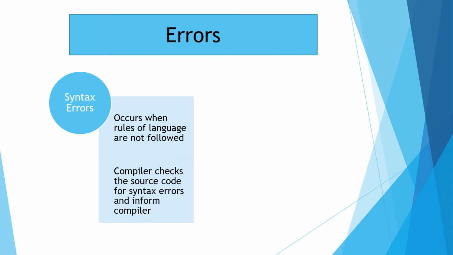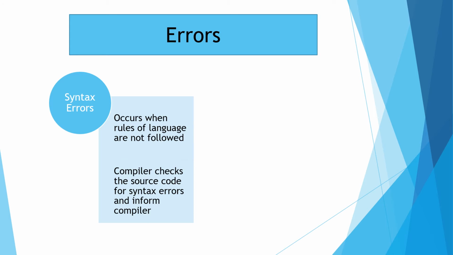The compiler checks the source code for syntax errors and informs the programmer. For example, if we forget to put a semicolon at the end of a statement, then the compiler checks that and gives an error to the programmer, that is, missing semicolon. These errors we can easily remove by editing at that point, correcting it, and compiling again.